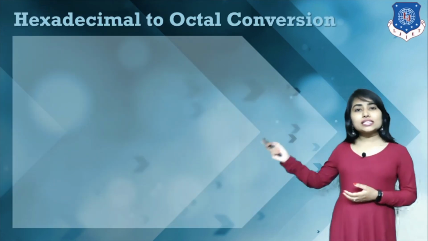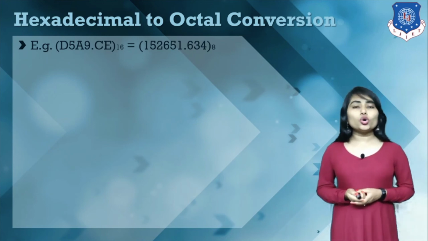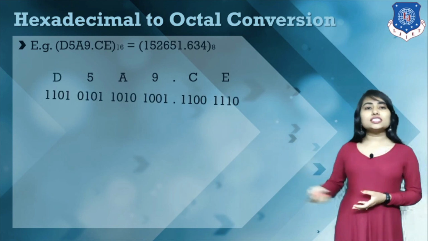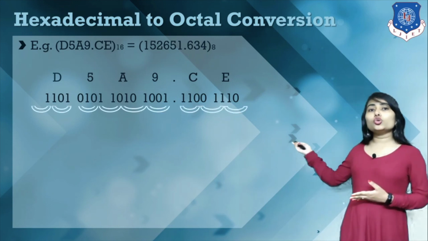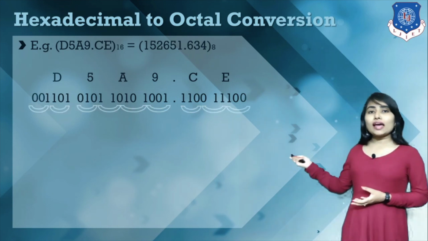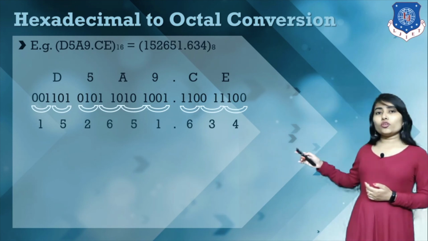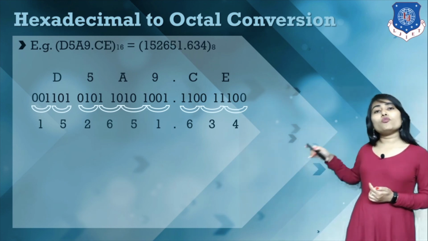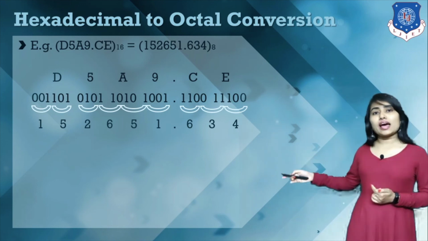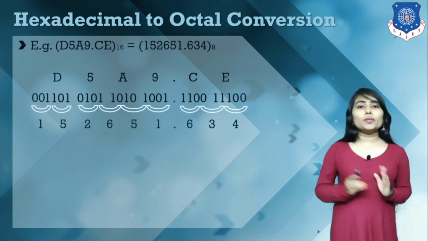Now let's take an example. Here we have one example. Here this D5A9.CE can be converted into octal. So first for this D5A9, write its equivalent 4 bits of binary, then make groups of 3 bits. You can add zeros if required, then write the octal digit for each 3-bit group. For each 3-bit binary equivalent, we have one octal digit. So simply write its equivalent octal digit. So this is how we can convert a hexadecimal number into octal.